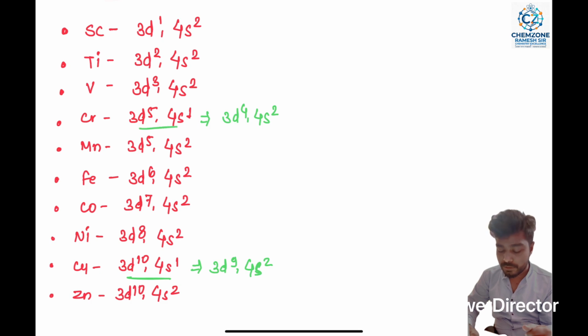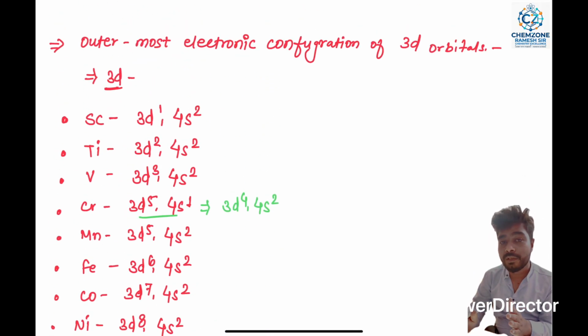ठीक है, सो दैट इज द आउटरमोस्ट ऑर्बिटल्स इलेक्ट्रॉन्स. लास्ट के दो कक्षक को काउंट किया जाता है, उसको बोला जाता है आउटरमोस्ट शेल इलेक्ट्रॉन्स. Okay, so that is this one complete for the electronic configurations of 1 to 30 atomic number.